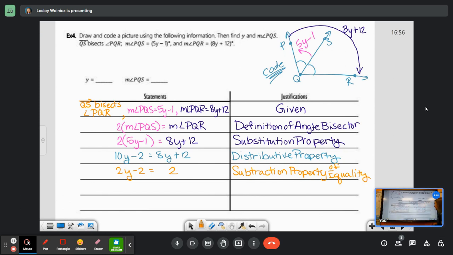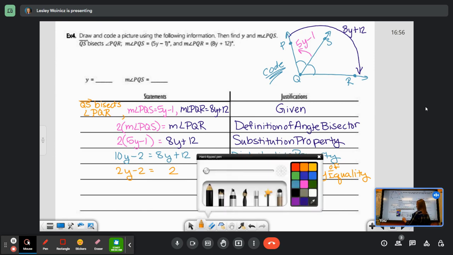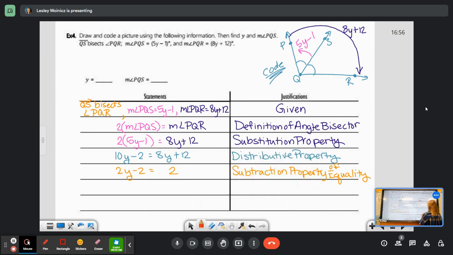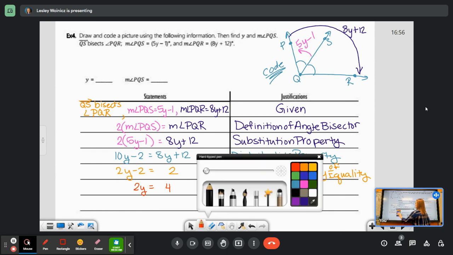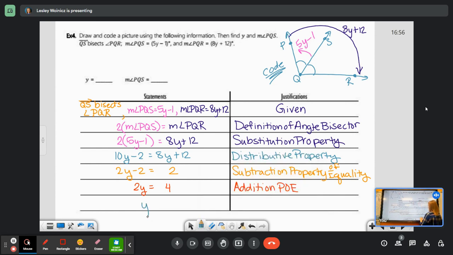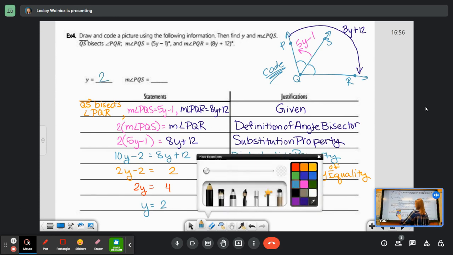Okay, next. Add 2 to both sides. That gives me 2y equals 4. That was the addition property of equality. And last, divide by 2. We get y equals 2. That was the division property of equality. Okay, so y is 2. Fill in my blanks. Now, PQS, that's my one that I did in pink.